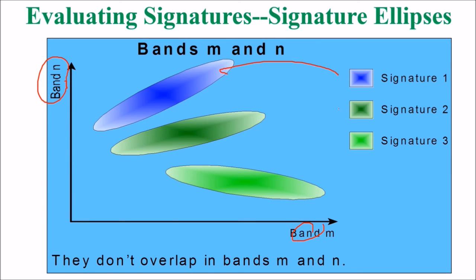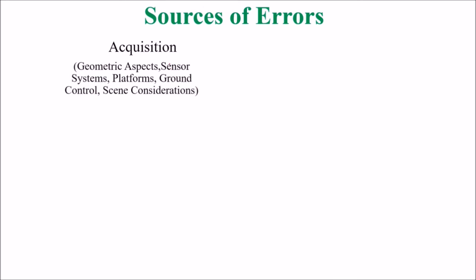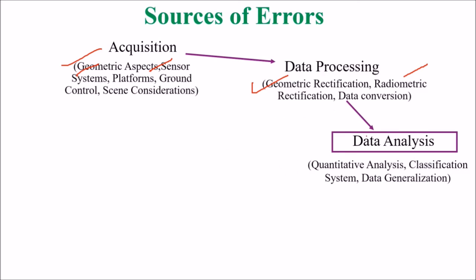So these are the various signatures we have got from different bands. There are various errors which may come. Acquisition, that is geometric aspect, sensor system, platform, ground control, scene consideration, and then comes the data processing. There can be geometric rectification, radiometric rectification, data conversion. Then the data analysis. You can do the quantitative analysis, classification system, data generalization. These are the sources of error.